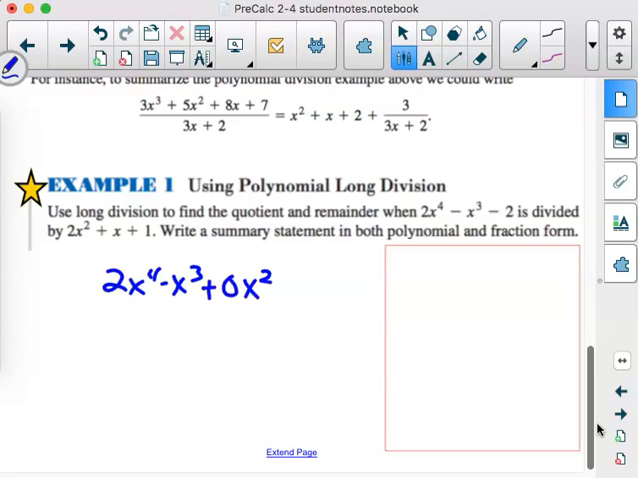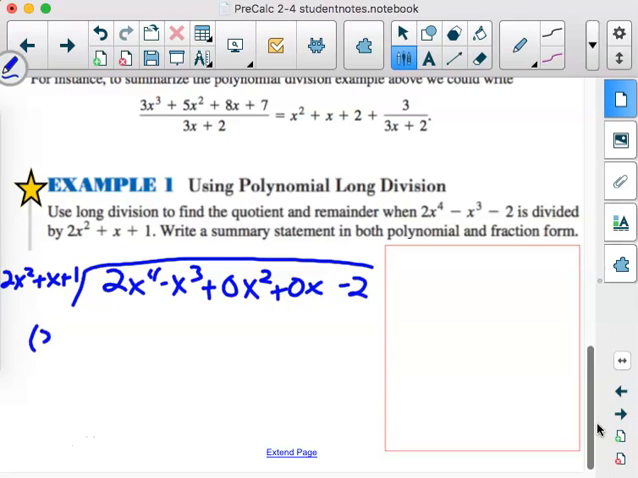So if we have 2x to the fourth minus x to the third, and then it makes the jump down to minus 2, we should put in plus 0x squared plus 0x and minus 2, because usually it's the spacing that messes people up with this. And we're dividing that by 2x squared plus x plus 1.